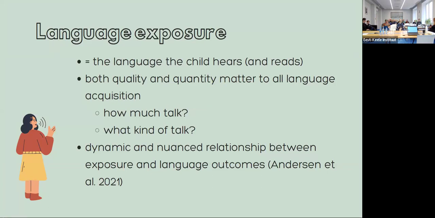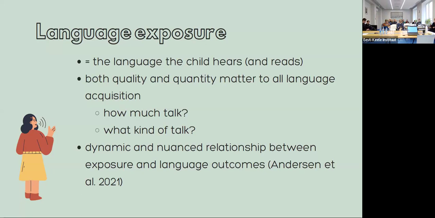So speaking about language exposure, in very simple terms, it's the language that the child or anyone really hears. And then in terms of child language also, a bit later on, the language that they read as they learn to read. And it's very well established that both quality and quantity matter to any kind of language acquisition, whether we're talking about monolingual first language acquisition, multilingual first language acquisition, but also later on in life with second language acquisition, with adult learners.